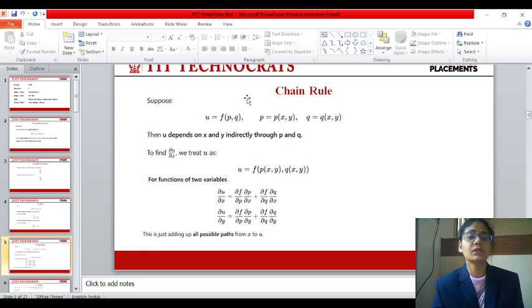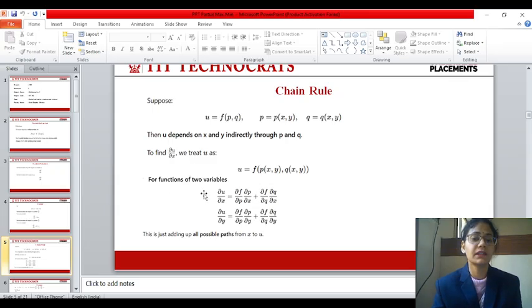Further we have chain rule. Just like we used to apply chain rule in total derivative, we can apply chain rule in partial derivative when the function f depends upon two variables p and q. Further, p and q depend upon variables x and y. To evaluate derivative of u with respect to x and y, we have to apply chain rule. So here u indirectly depends upon x and y through p and q.